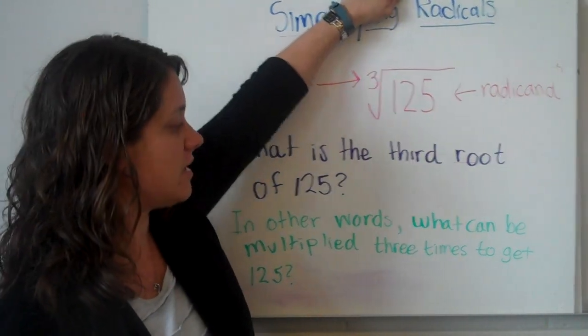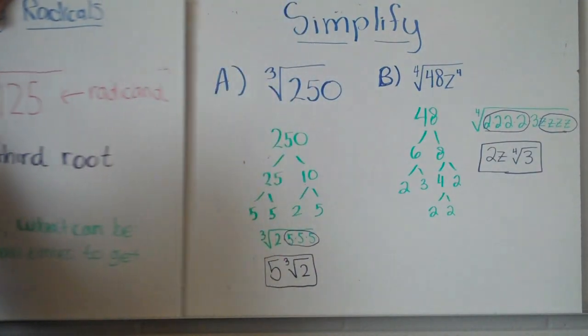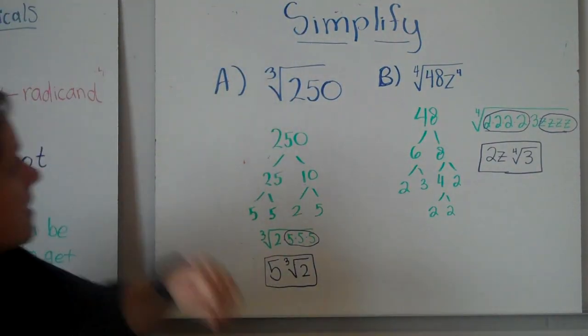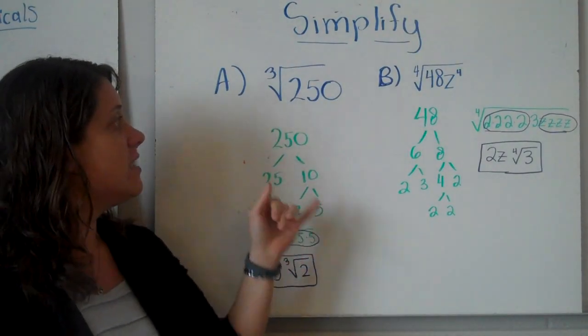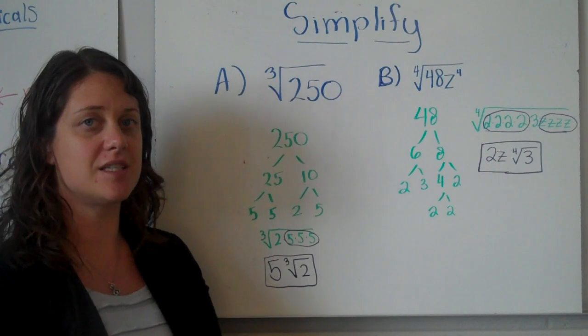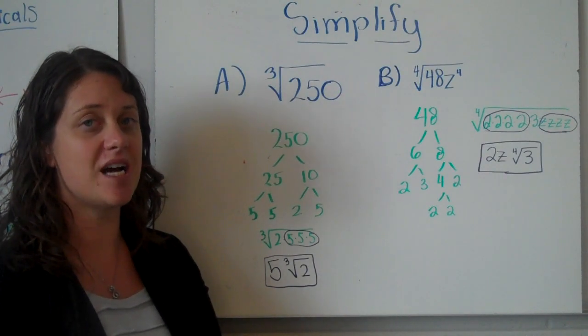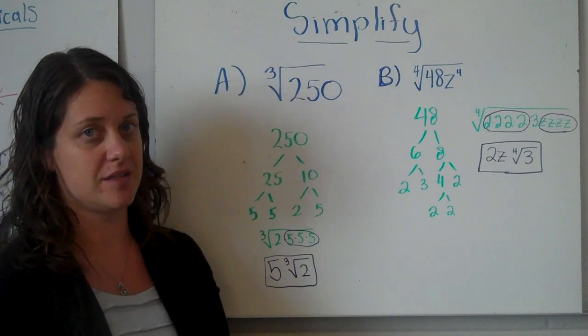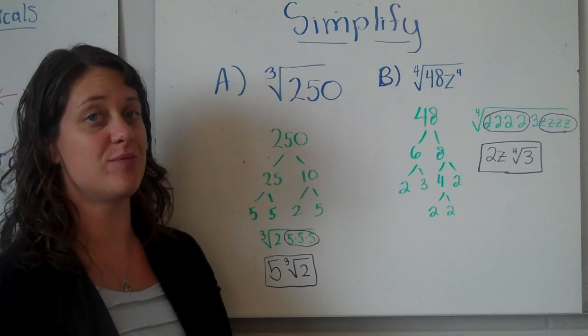So let's go through some examples. I have 2 examples here. Let's first focus on example A. In example A, we have the cubed root of 250. We're first asking ourselves, what times itself 3 times equals 250? Well, the answer is nothing. So that's not a perfect cube root.